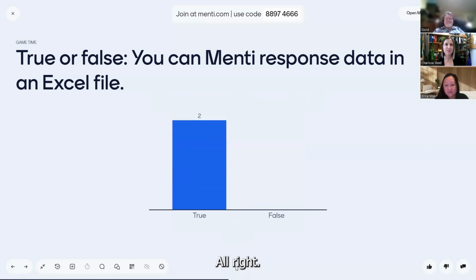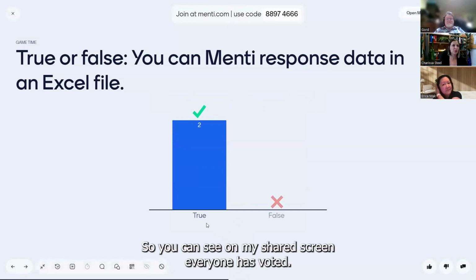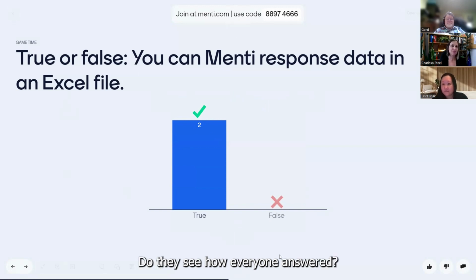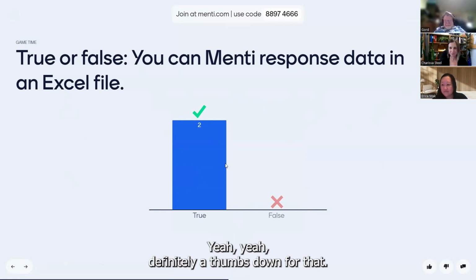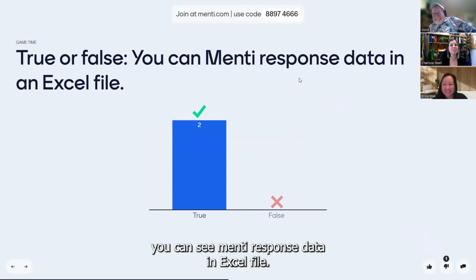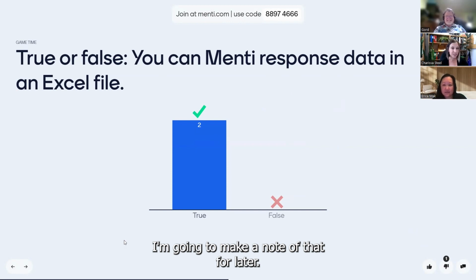All right, so you can see on my shared screen, everyone's voted. This is what my students see in the presentation too. They see how everyone answered. So true or false? Yes, it's true. You can see Menti response to, ooh, pardon my grammar on that page. Yeah, definitely a thumbs down for that. You can see Menti response data in an Excel file. I'm going to make a note of that for later.